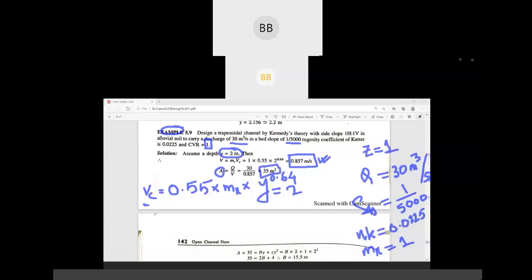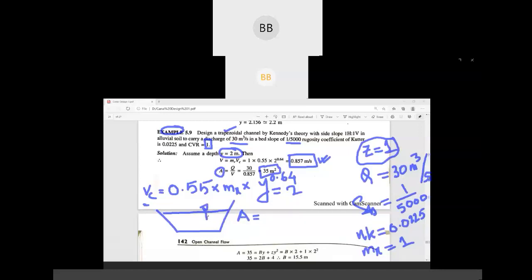Okay. So in the next step, it's given that we need to consider the channel shape as trapezoidal. The channel shape is trapezoidal and the z value given is equal to 1. So now we have to use the area equation of a trapezoidal channel.